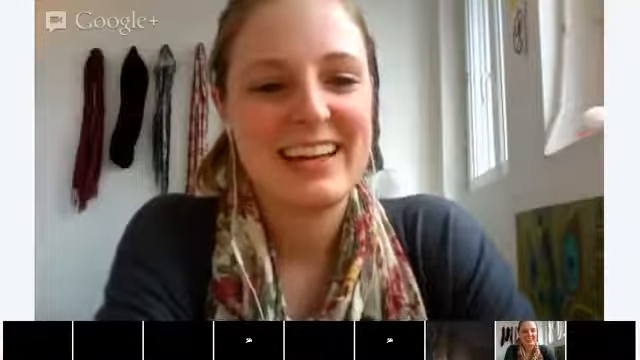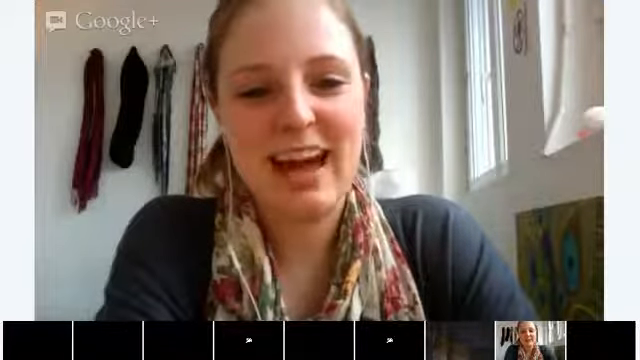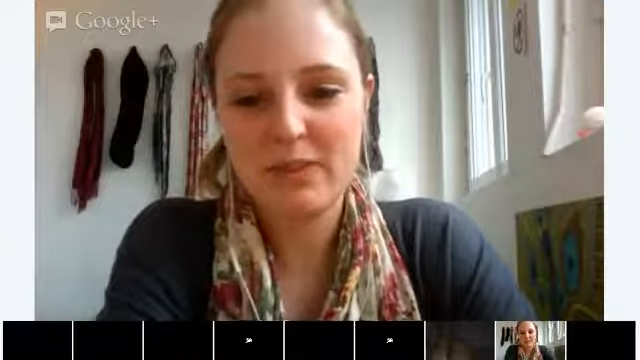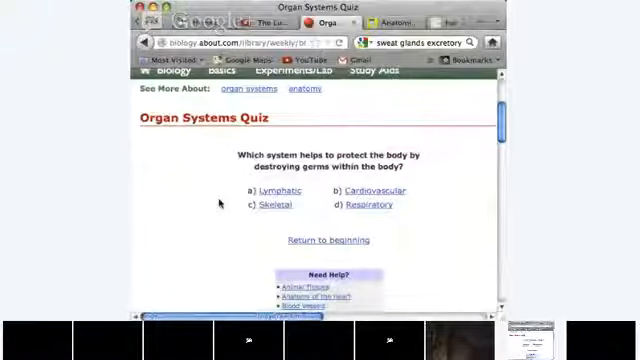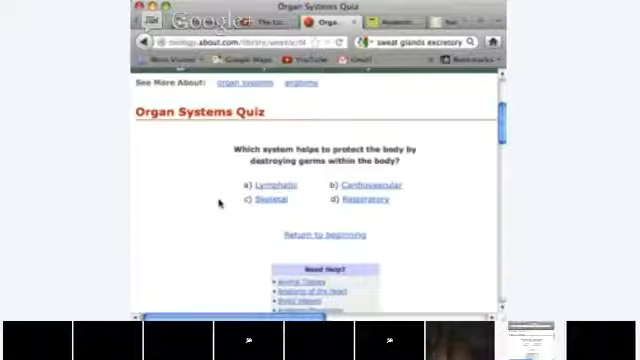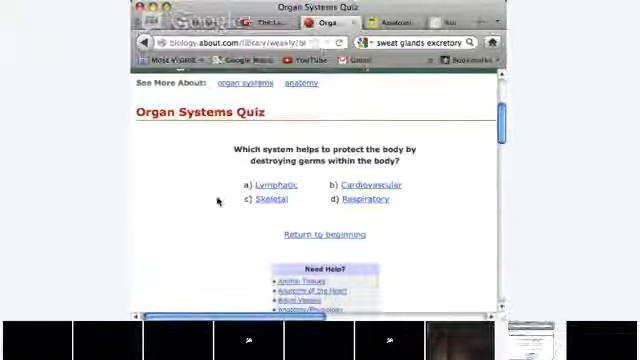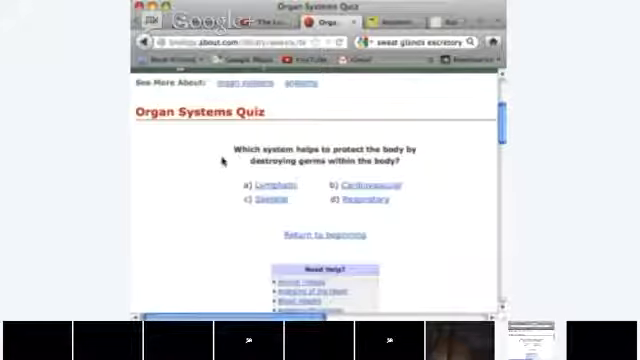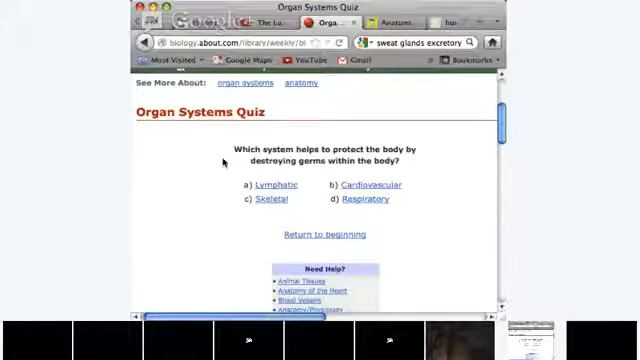Okay, so next we'll move on to the next question. The next question says, which system helps to protect the body by destroying germs within the body? Lymphatic. The lymphatic system. Yes. The lymphatic system helps to protect the body by destroying germs.